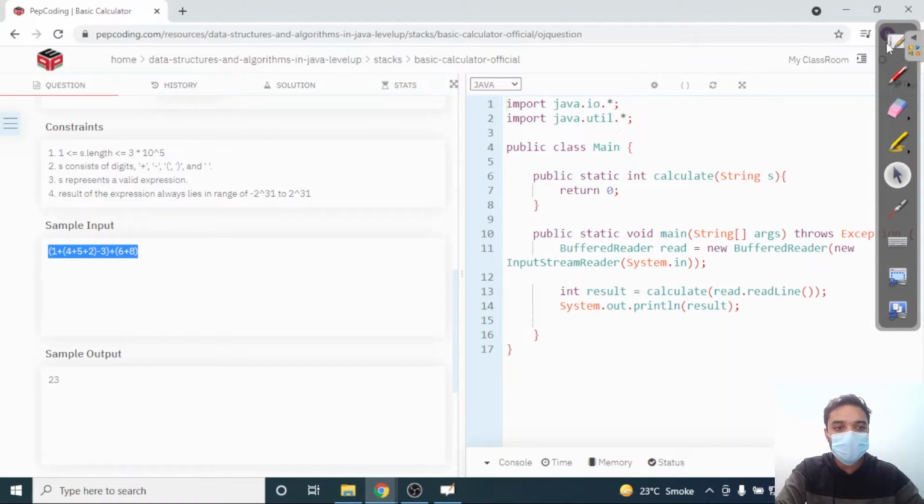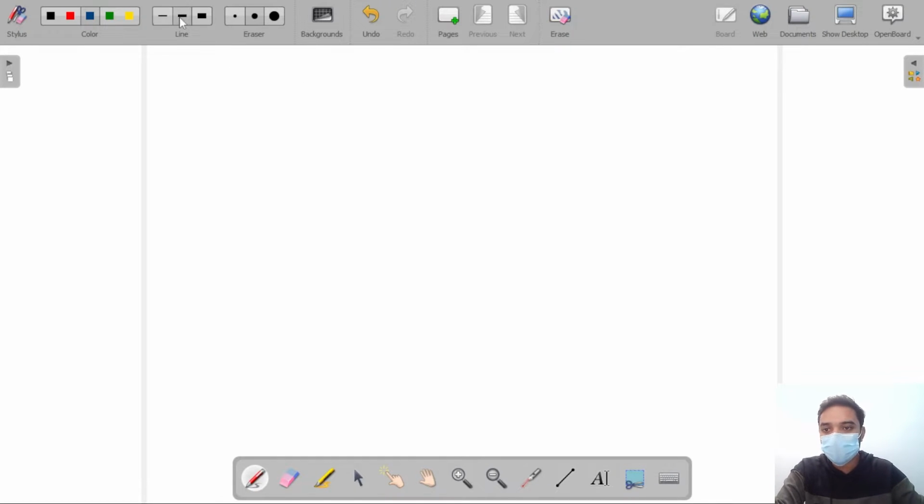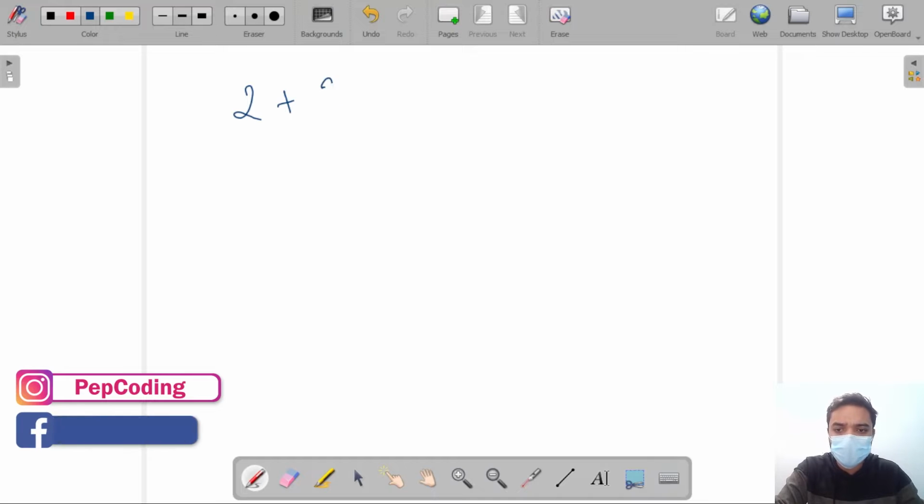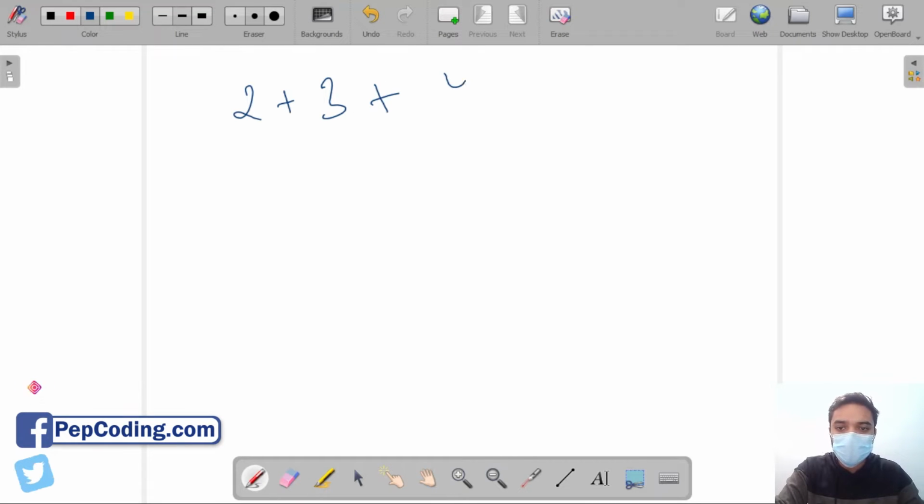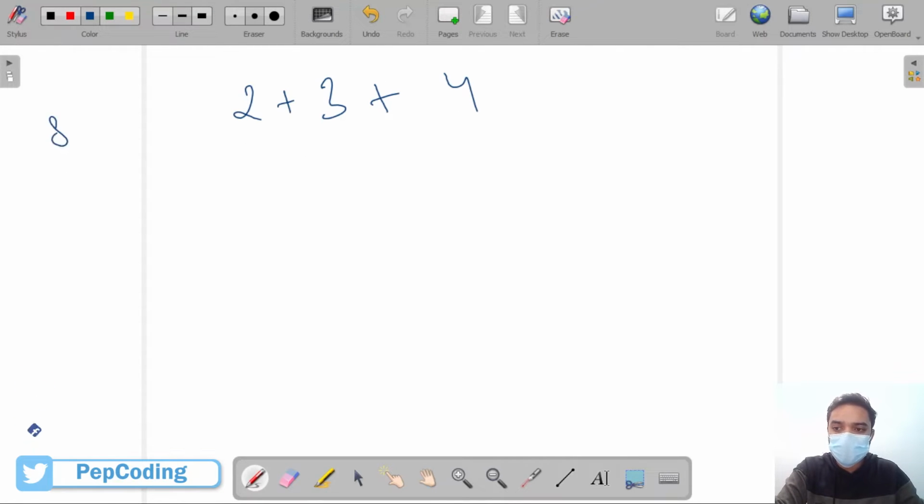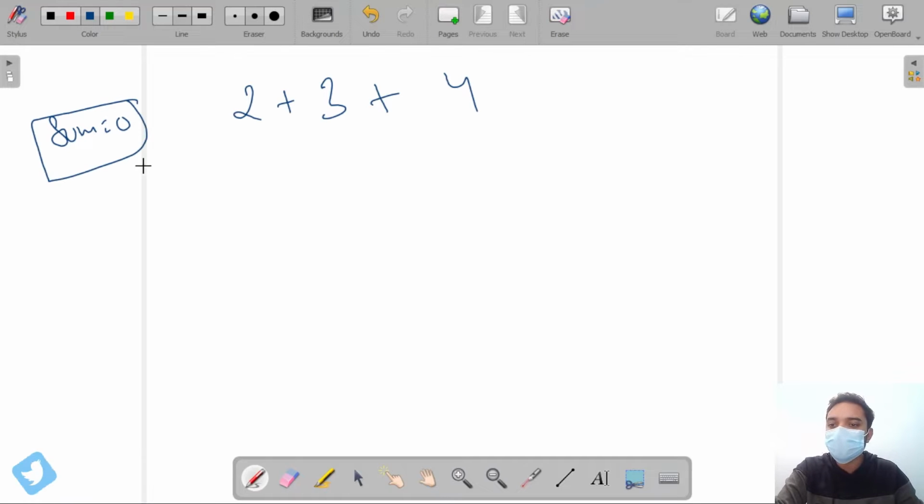Let's first see what we are going to do in this question. In the basic approach, we can initialize a sum equal to 0. Now we are not talking about the actual approach of this question. We are just figuring out the basic idea for how to do it.